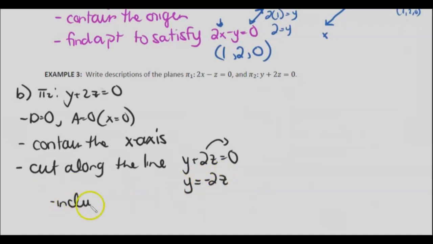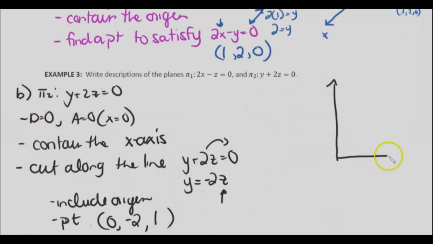Okay, we're going to include the origin again, and let's pick a point to satisfy. Already we know that our x is going to be 0. So let's plug in a 1 where the z is, and that's going to be the easiest thing. Then we have y equals negative 2 times 1, which is negative 2. So the point that we're going to use is (0, -2, 1).